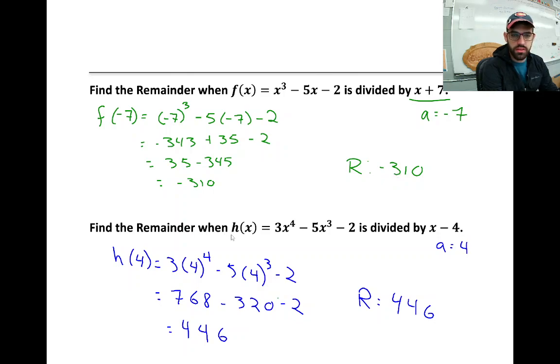Similarly, in the h function, if I divide it by x minus 4, our a value is positive 4. H of positive 4, if we calculate that, it gives us 446. So if I took our h function and divided it by x minus 4, we would have a remainder of 446.